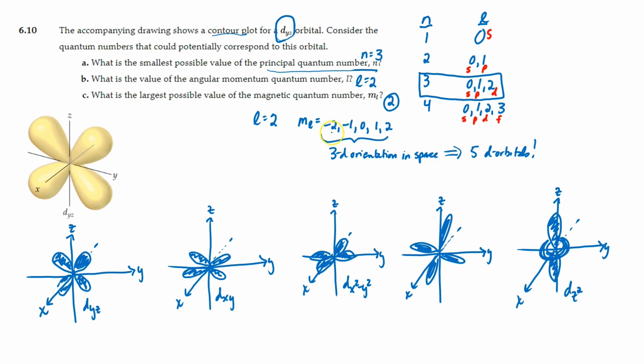Again, you have 5 possible values for m sub l, giving you 5 possible d orbitals. And again, I forgot to label this one. This one was in the dxz plane.